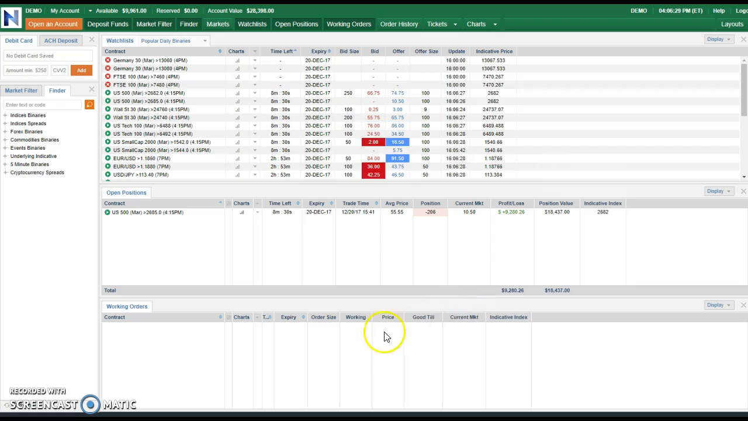Trading on my demo account again. As you can see, it's green, so that means it's demo. It says demo right here. But I was just making some trades. Trading the S&P 500. I got in the last hour and a half of the day. Did a daily. So basically, I got 8 minutes left on this trade.